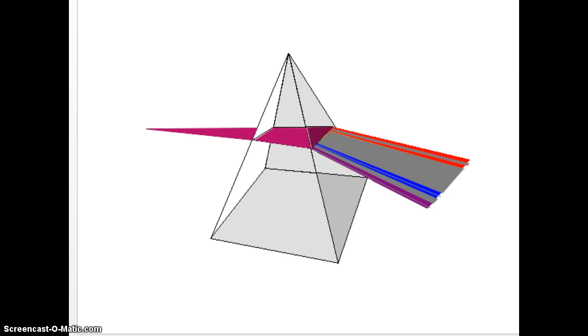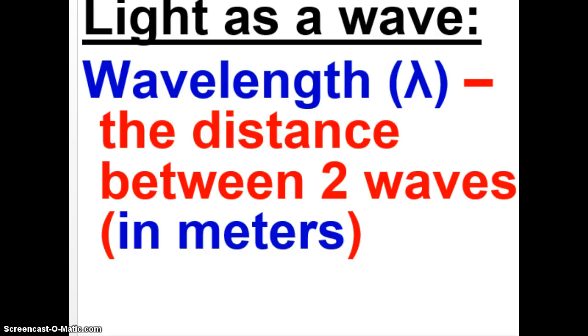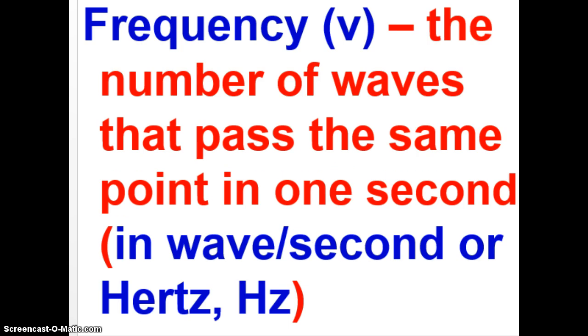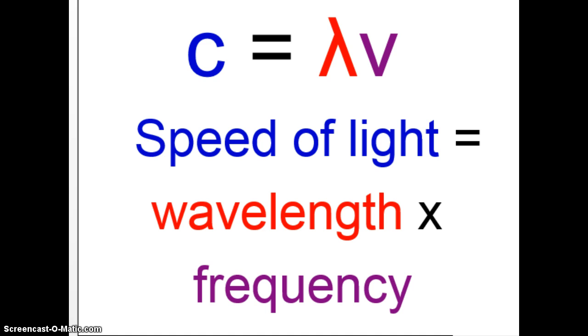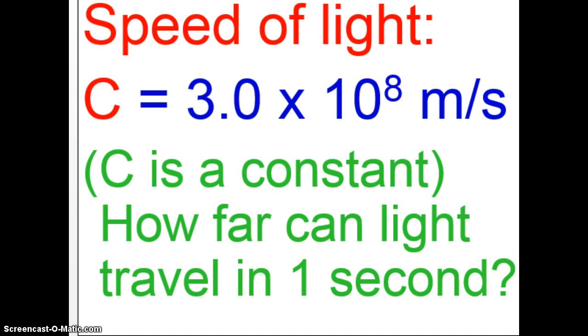Now, we go back up to here. We have light. We're back to what I said earlier. Wavelength and frequency are two variables that we use to do some of our calculations this chapter. The full equation is here. So the speed of light is equal to wavelength times frequency. And the speed of light is this number right here, 3.0 times 10 to the 8th meters per second.